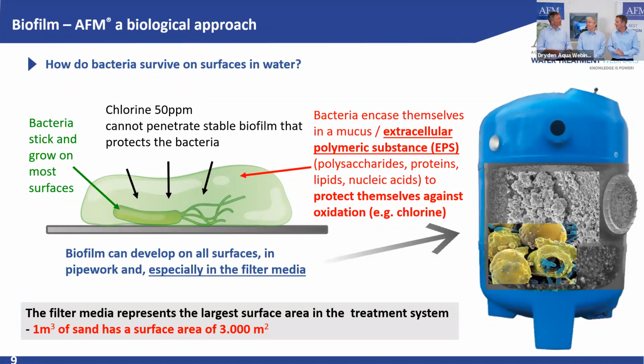I give this to you. And this is actually the sand filter itself. A meter cube of sand has approximately a surface of 3,000 square meters. So depending on the size of the system, this could be 95% of the surface that is in contact with water is actually the sand itself.